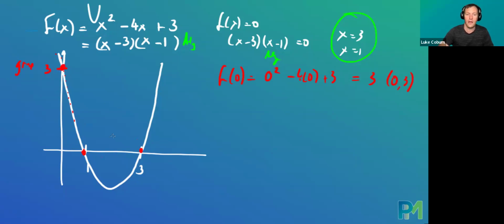Then let's put in 2: f of 2 is equal to 2 squared minus 4 times 2 plus 3. So this is 4 minus 8 plus 3, which is equal to minus 1. So we've got the point 2, minus 1. We go along here in the middle and we see that it's at minus 1, that point there. So that's where the graphing comes in.